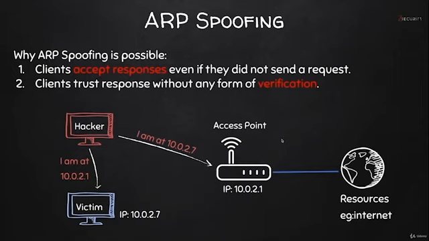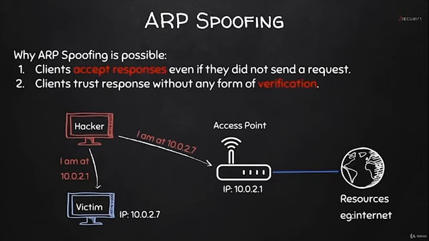Not only that, but they're also not going to verify who I am. So when I say that I am at 10.0.2.7, I am clearly not at that IP because this computer is at this IP. But the access point will trust this and it'll actually update its ARP table based on the information that I send. Same goes to the victim. I'm going to tell it that I am at 10.0.2.1. It's going to trust and believe this even though I am clearly not at this IP because the access point is at this IP. So these are the two main weaknesses with ARP protocol that allow us to run ARP spoofing attacks.